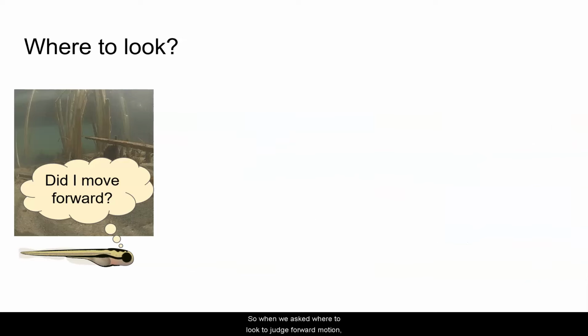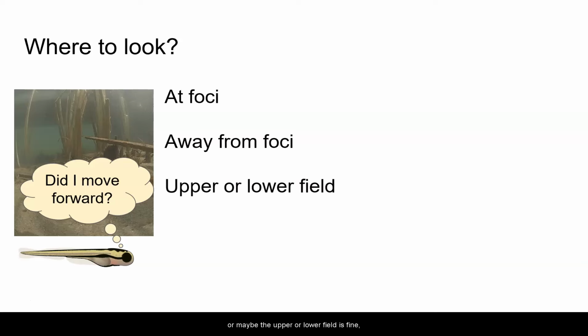So when we ask where to look to judge forward motion, we find that we can get just about any answer. Depending on the circumstance, we should look at the foci, or anywhere but the foci, or maybe the upper or lower field is fine, or maybe we should only look at the lower field.